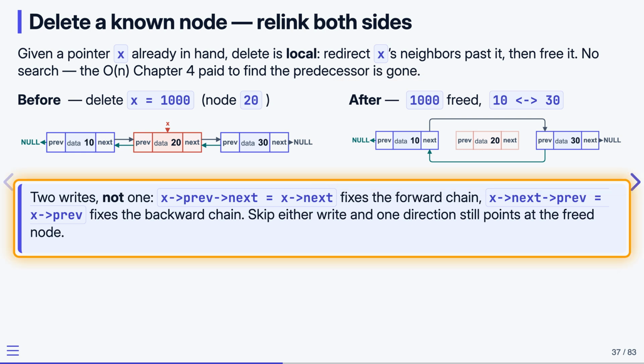The key idea is 2 writes, not 1. First we set x->prev->next = x->next. That fixes the forward chain. Then we set x->next->prev = x->prev. That fixes the backward chain. And only after both writes are done do we call free(x). We never free before relinking, or a neighbor would still point into freed memory.